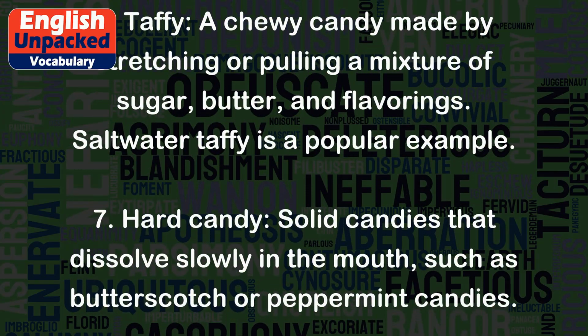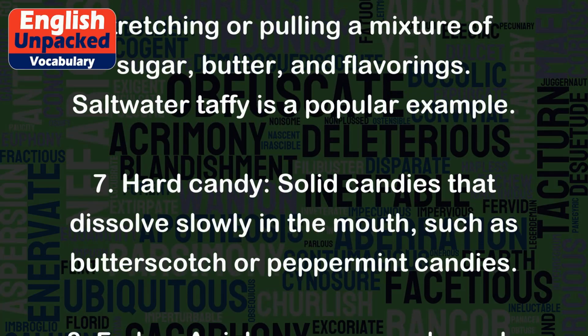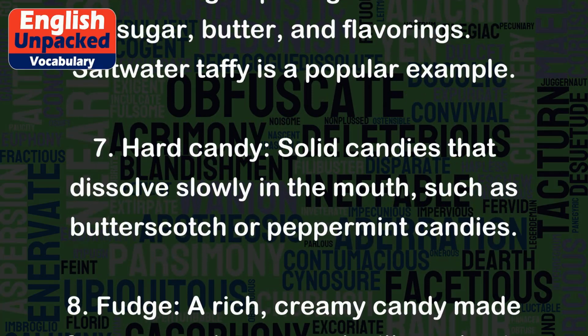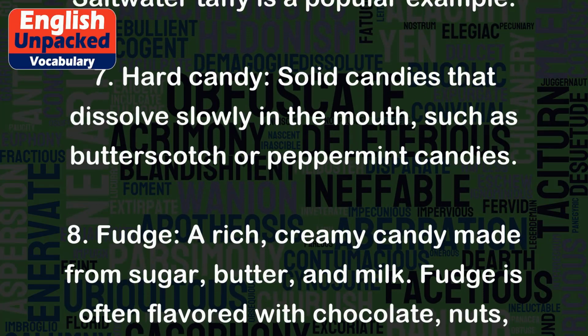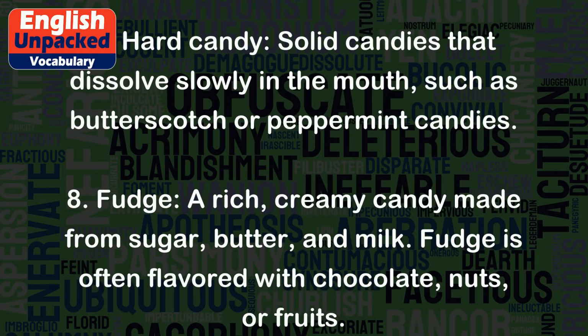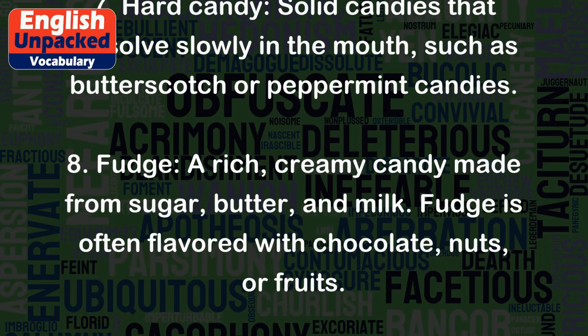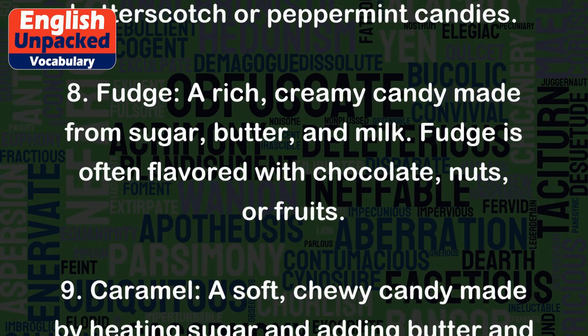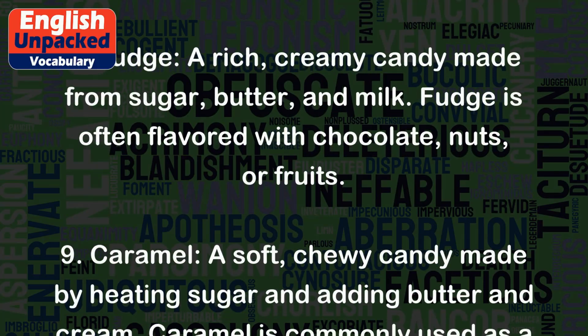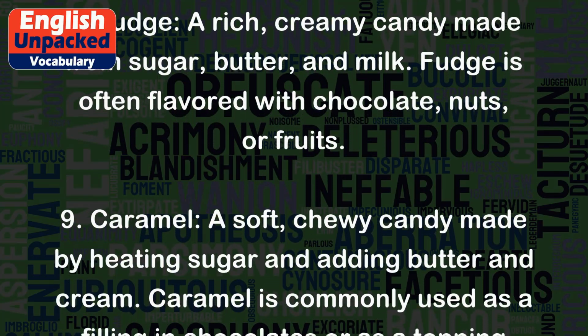7. Hard candy. Solid candies that dissolve slowly in the mouth, such as butterscotch or peppermint candies. 8. Fudge. A rich, creamy candy made from sugar, butter, and milk. Fudge is often flavored with chocolate, nuts, or fruits.